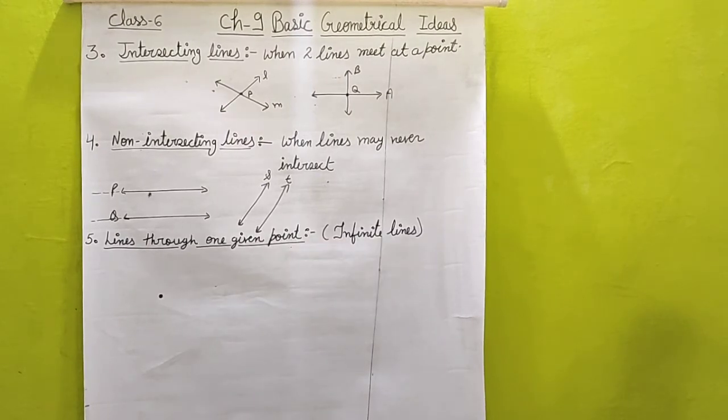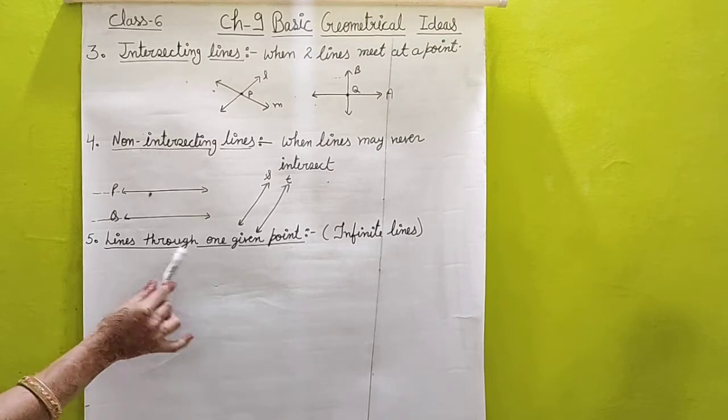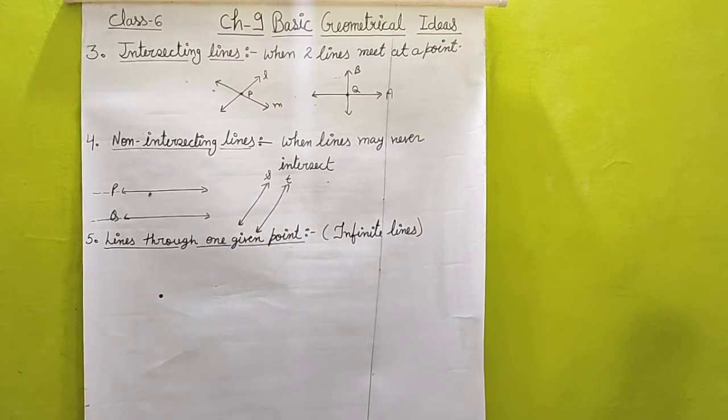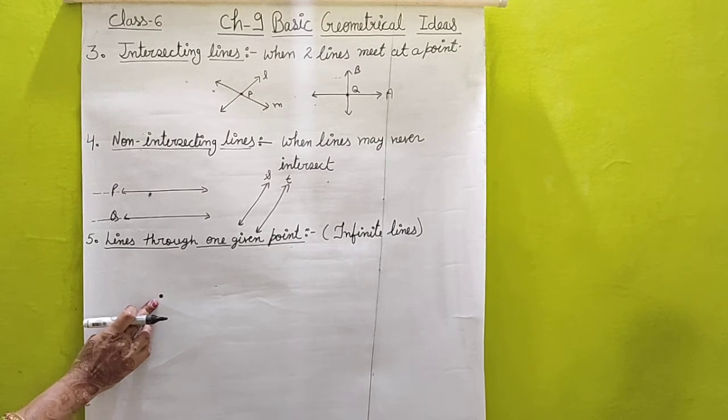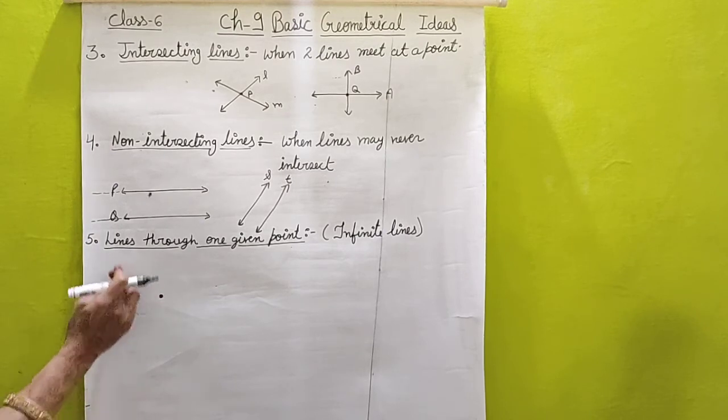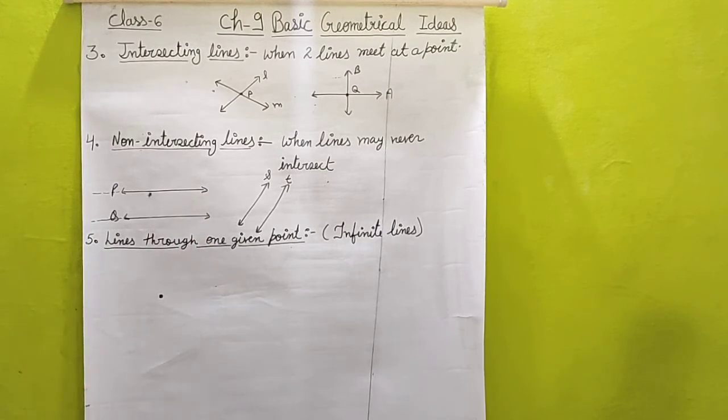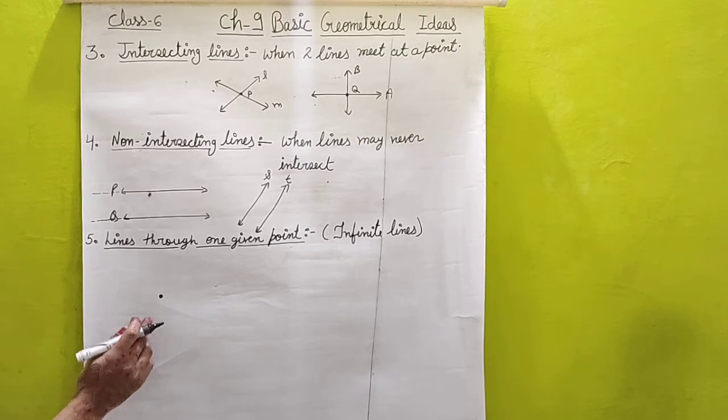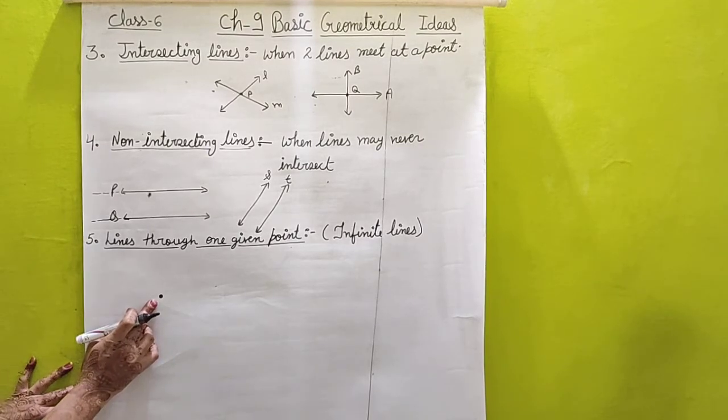Point number 5, lines through one given point. Students, if only one point is given, then how many lines can you draw? You can draw infinite lines. Infinite means uncountable lines you can draw. Like here, students, this one point is given.